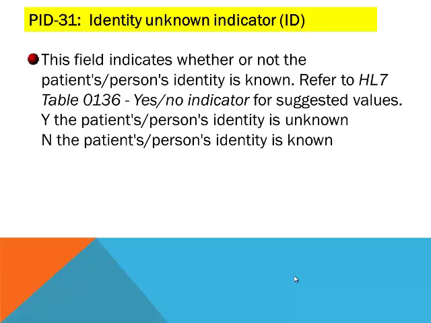So another field is called identity unknown indicator. What is this field used for? In fact, this field is used to indicate whether or not the patient's identity is known. Sometimes the patient's identity is known, sometimes you don't know. Sometimes the person doesn't want to provide an identity. So in this case, you just need to fill this field as yes or no. If it is Y, it means the patient's identity is unknown. If no, the patient's ID is known. So that's what you need to know.